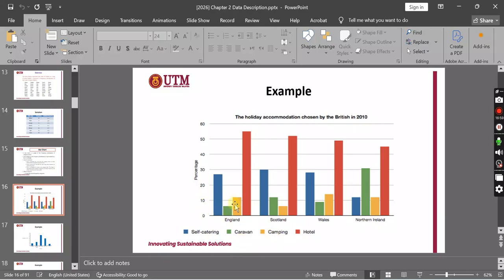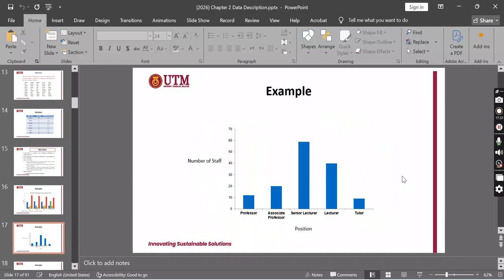Camping, it's approximately 12. It's above 10, so maybe it's 12. The last one, hotel, here is the greatest frequency we have. Maybe it is 55. It's between 50 and 60, and so on. For the other country, you can use the same interpretation.